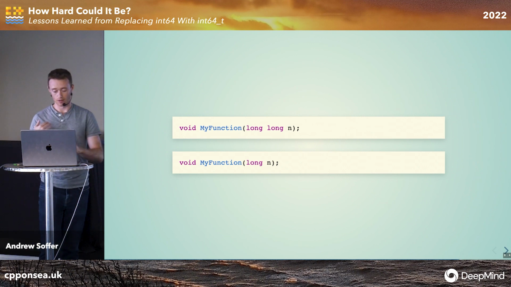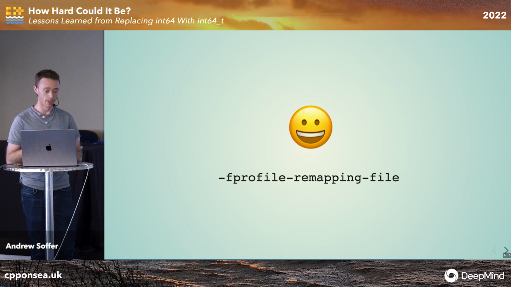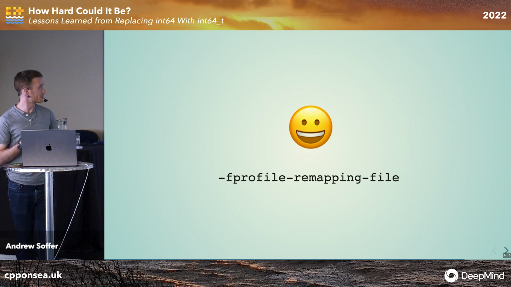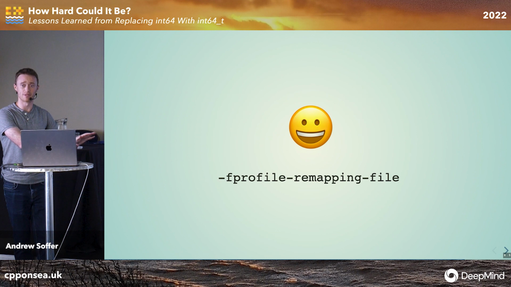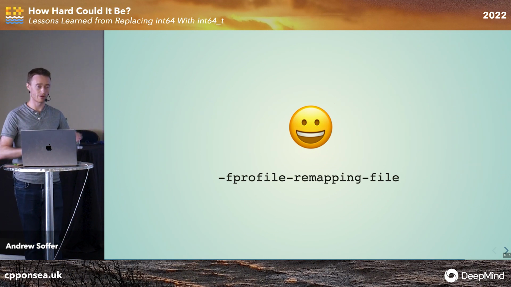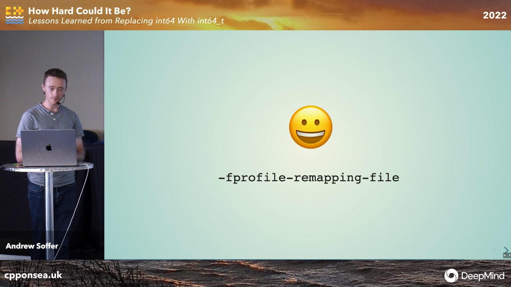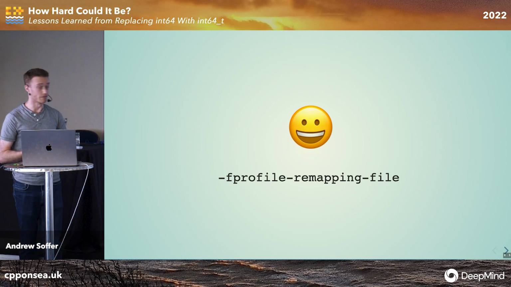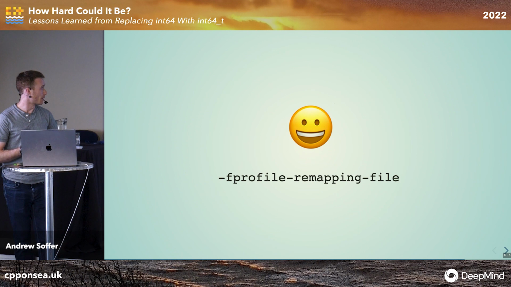So a couple things went well here. First, Clang has this flag, fprofile-remapping-file. This is a file where you can tell Clang, hey, I know these functions are different. I know they have different signatures, but don't worry about it. I promise they're the same. You can reuse the profiling information for them. And that's what we did. We said, anywhere you see long or long long, don't worry about it. They're the same. So this made this a relatively easy fix. I believe most compilers that allow you to do profile-guided optimization have a flag like this one.